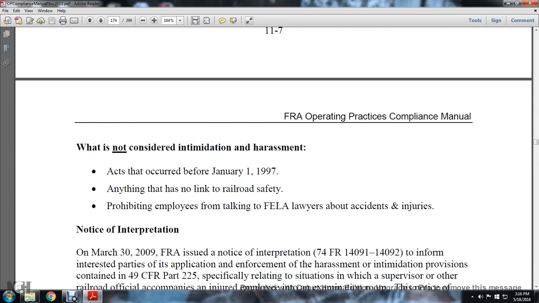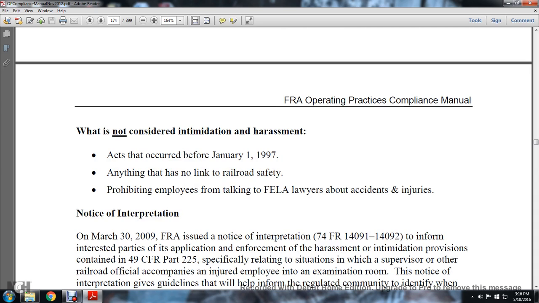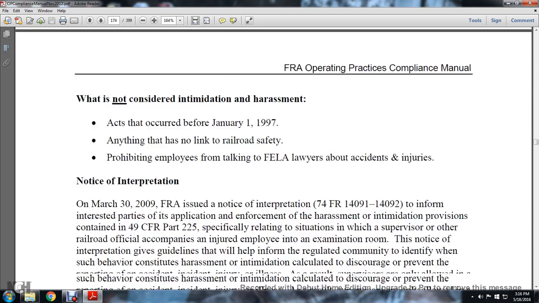What is not considered intimidation or harassment: acts that occurred before January 1st, 1997, and anything that is not linked to railroad safety, such as prohibiting employees from talking to FELA lawyers about accident injuries.